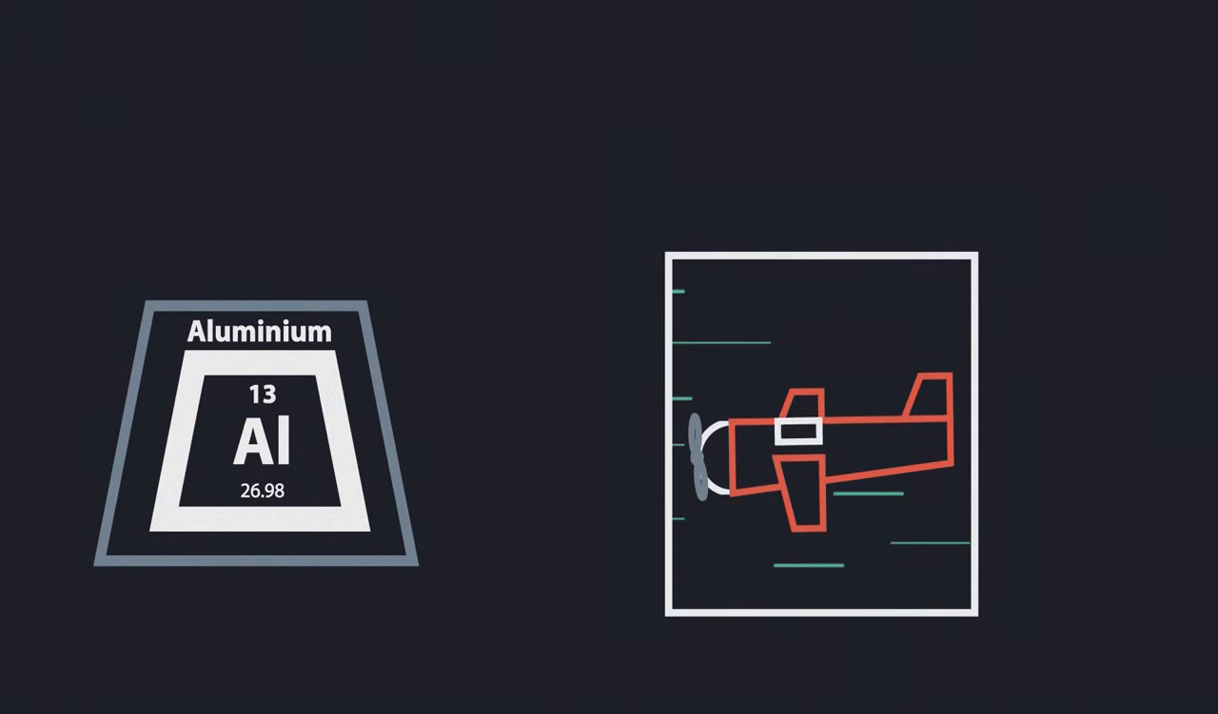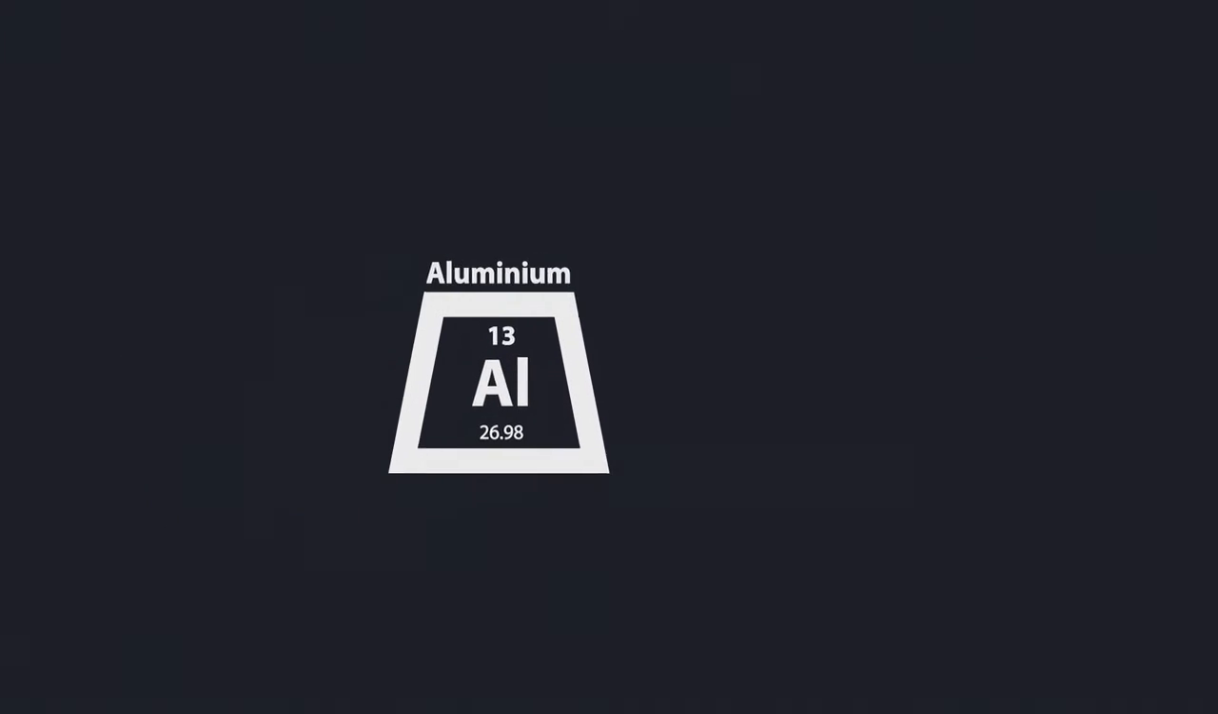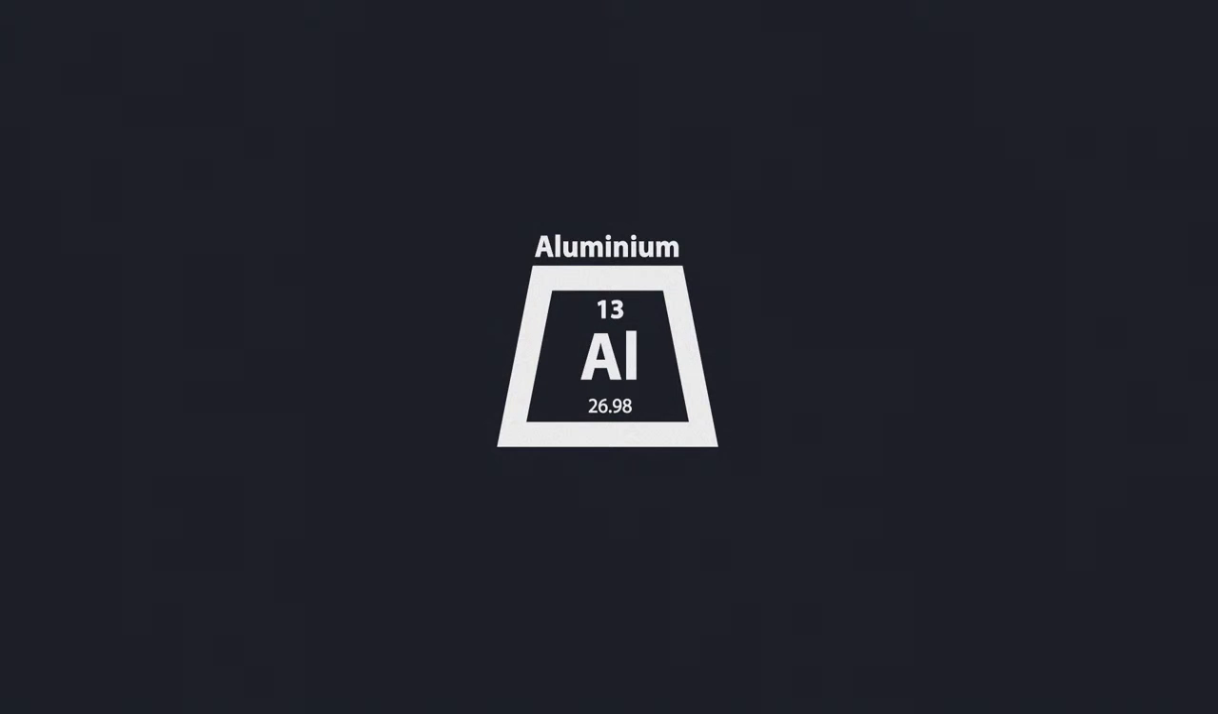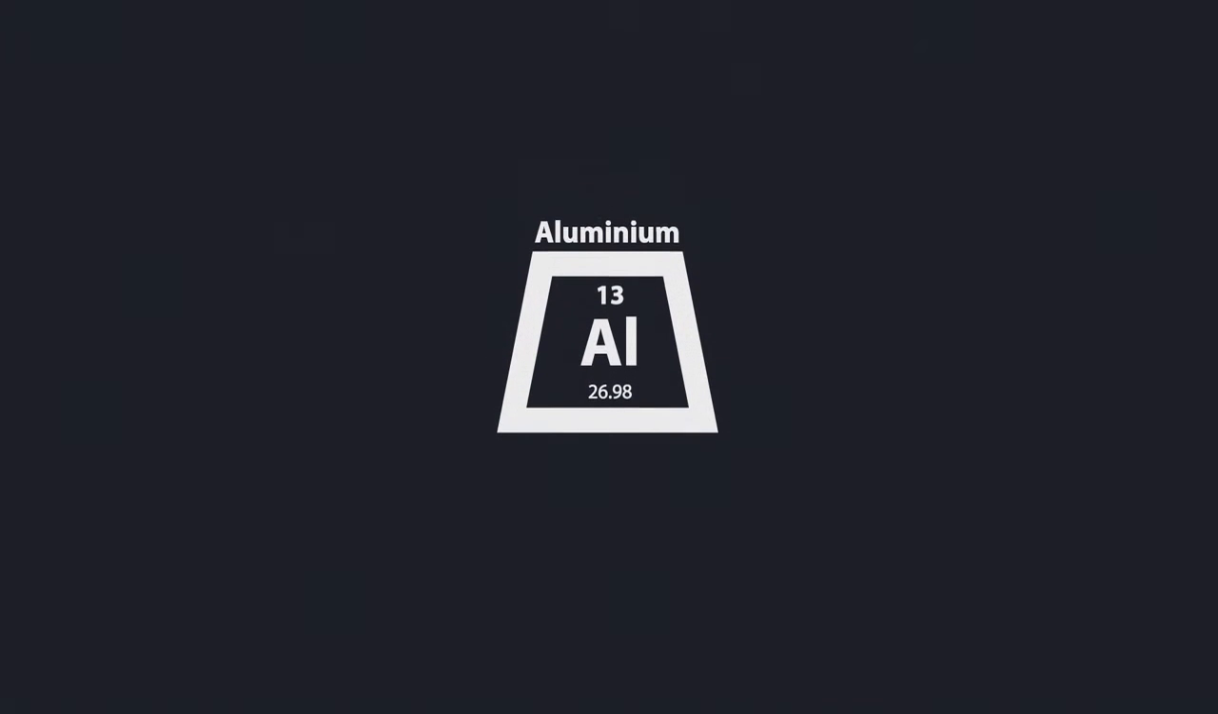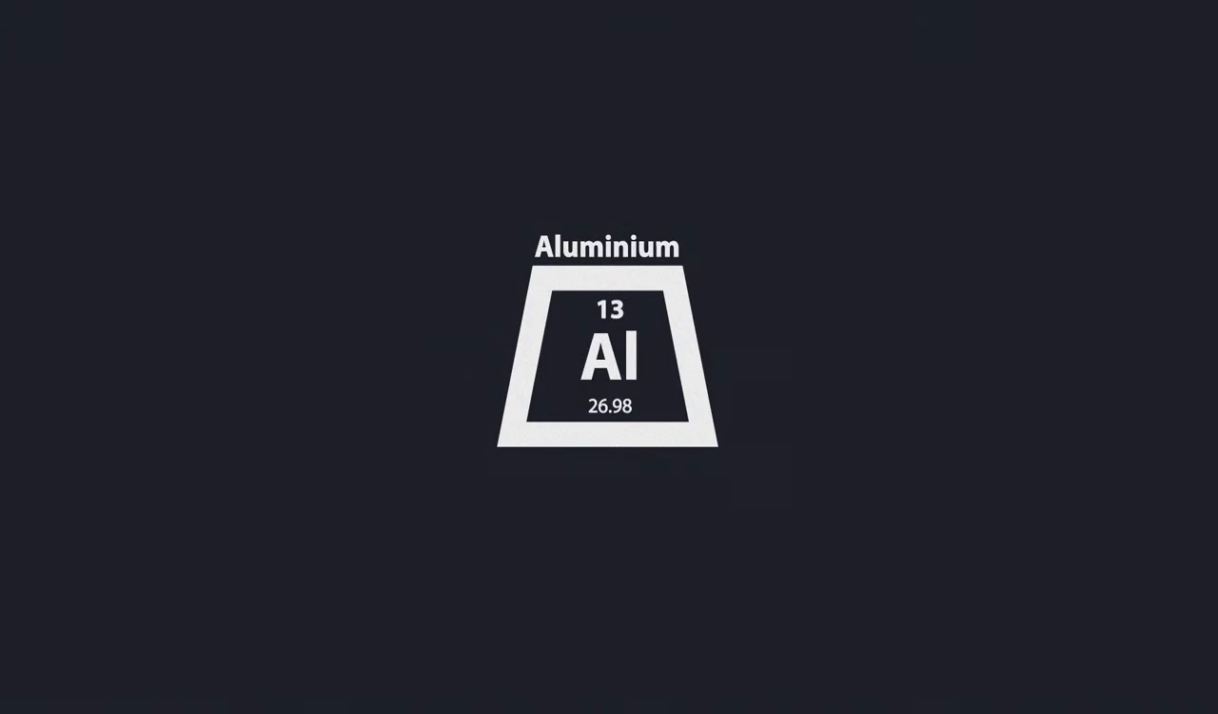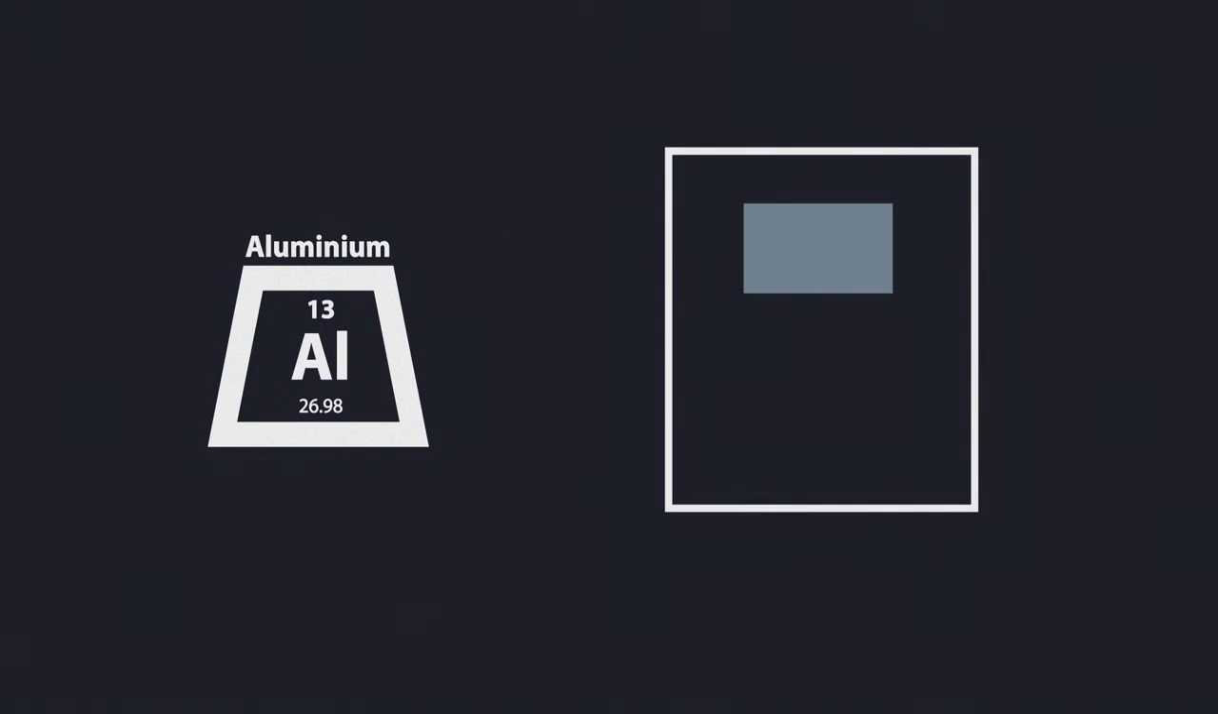Aluminium is also used for the bodies of planes. Aluminium is less dense than many metals, making it light. It can also be made stronger, making it into an alloy. This aluminium alloy can be bent easily to form the body of the plane.